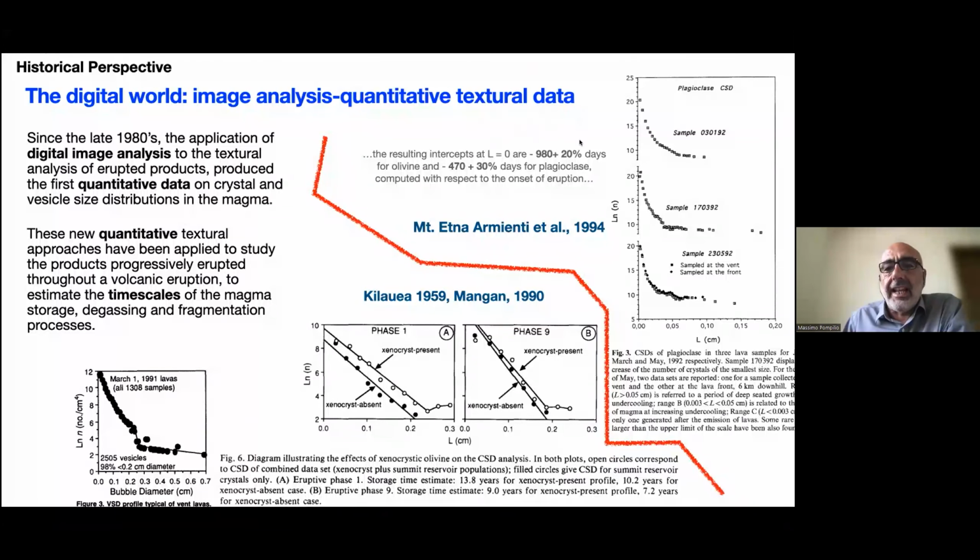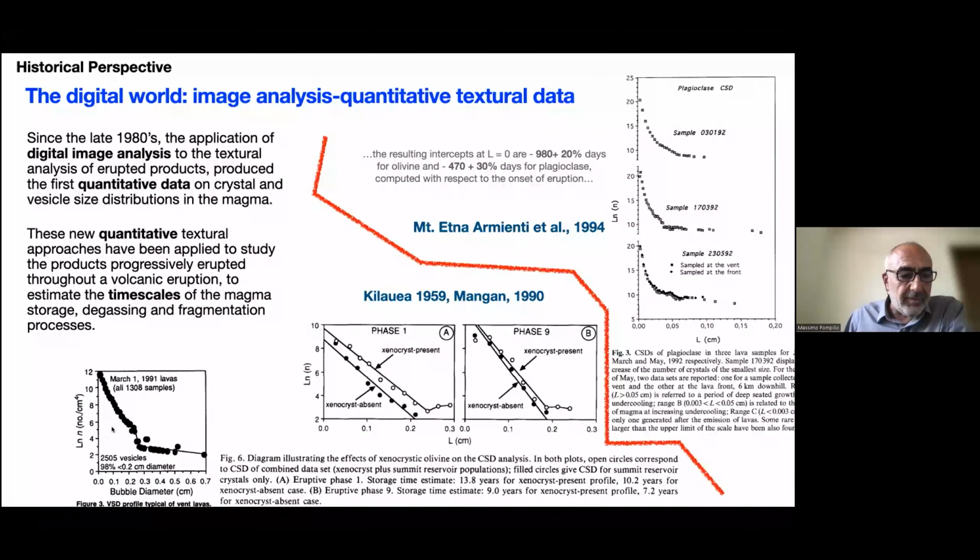This is the case of Etna, in which the analysis of olivine and plagioclase gave, for the first time, the time scale of crystallization before the eruption: about 3 years for olivine and 1.5 years for plagioclase. Similar things with different assumptions, if you consider xenocrysts, or you don't, give the storage time. This is for the eruption in 1959 from Mangan et al.